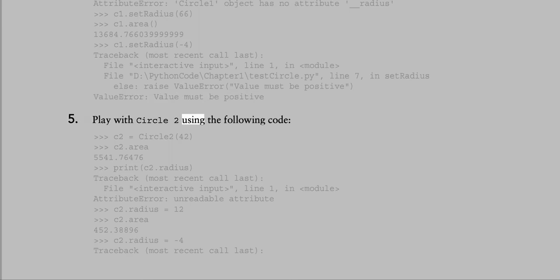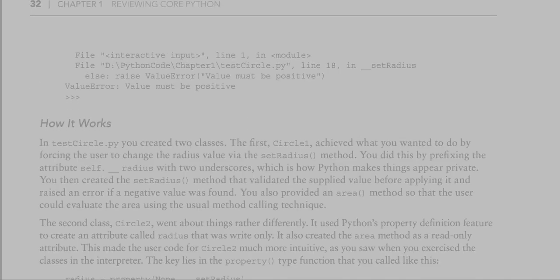5. Play with circle2 using the following code. c2 = Circle2(42); c2.area gives 5541.764776. print(c2.radius) gives a traceback: AttributeError: unreadable attribute. c2.radius = 12; c2.area gives 452.38896. c2.radius = -4 gives a traceback, most recent call last, file interactive input, line 1, in module, file testcircle.py, line 18, in __set_radius: else: raise ValueError, ValueError: value must be positive.